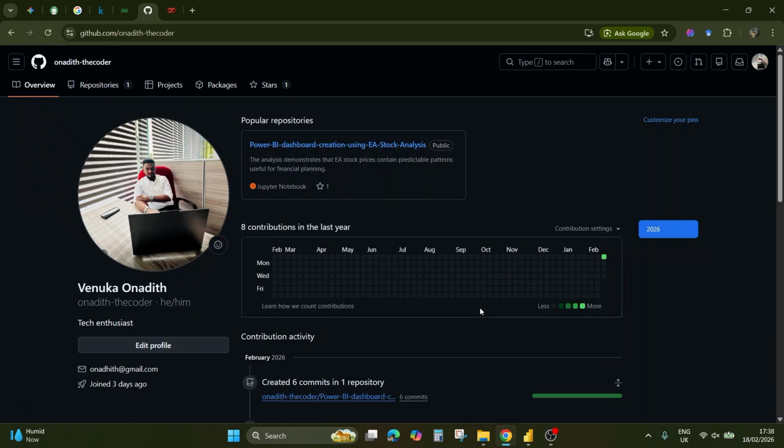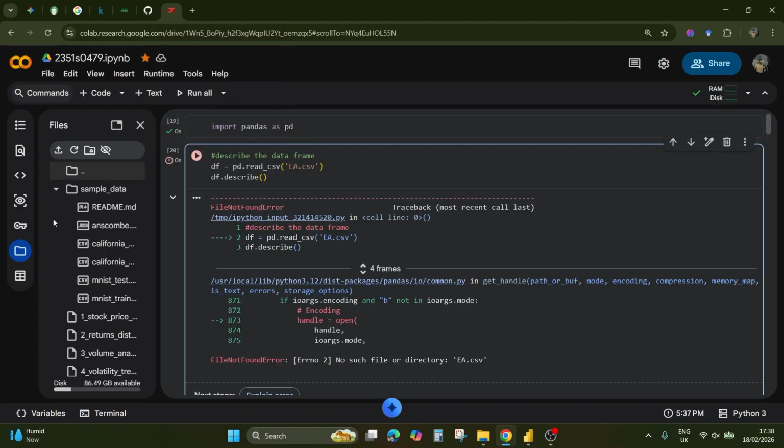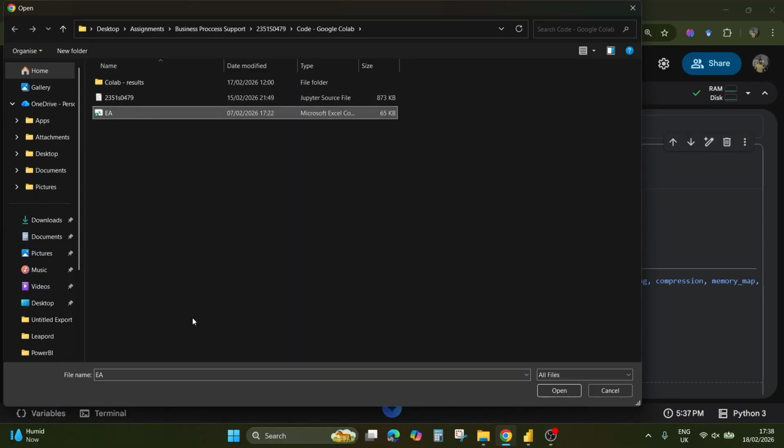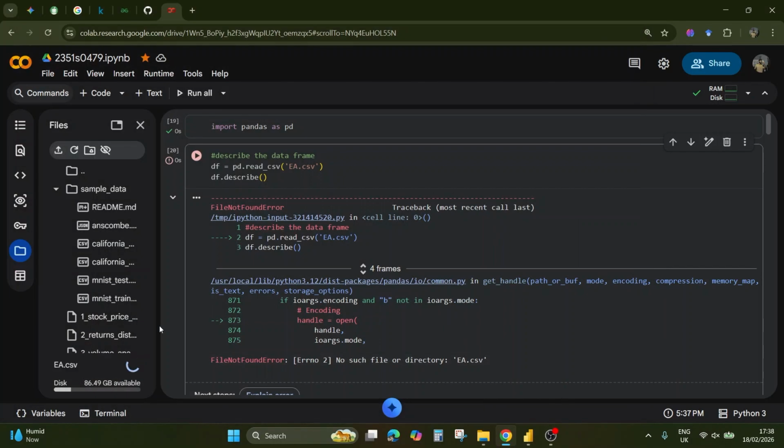I'm studying at Series Campus Parallel Computing and my student ID is 2350479. This is my recent process supports assignment based on a data science demonstration project for Electronic Arts Incorporated. I have analyzed a few years of EA stock market data to develop a predictive model that supports financial decision making. First, I have to upload my data set.